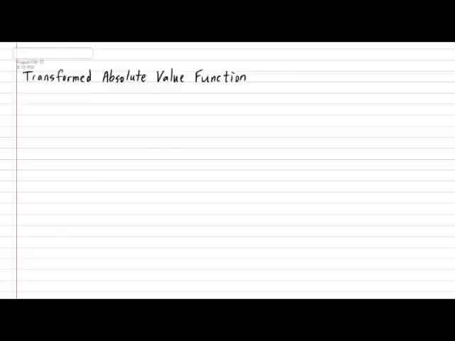Hi everyone. Today we're going to be looking at how to graph the transformed version of an absolute value function. So in your notebook, please put down today's subtitle, Transformed Absolute Value Function. The rule of a transformed absolute value function has the following format. y equals a multiplied by the absolute value of x minus h, and then plus k.